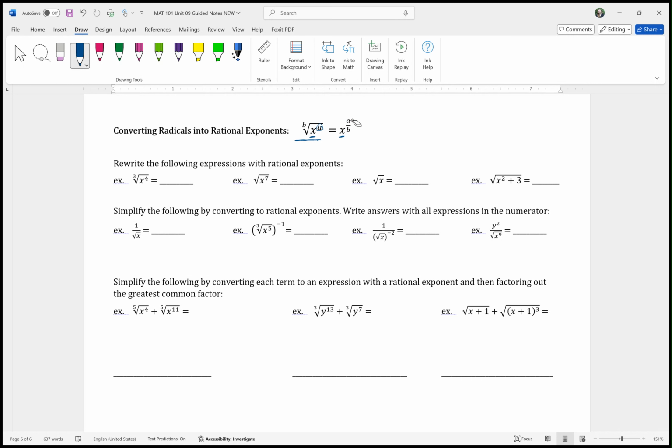So fraction means rational. Rational means fraction. Okay, and we're going to divide by the index. So this little b is called the index. So we've got the exponent on the inside divided by the index.